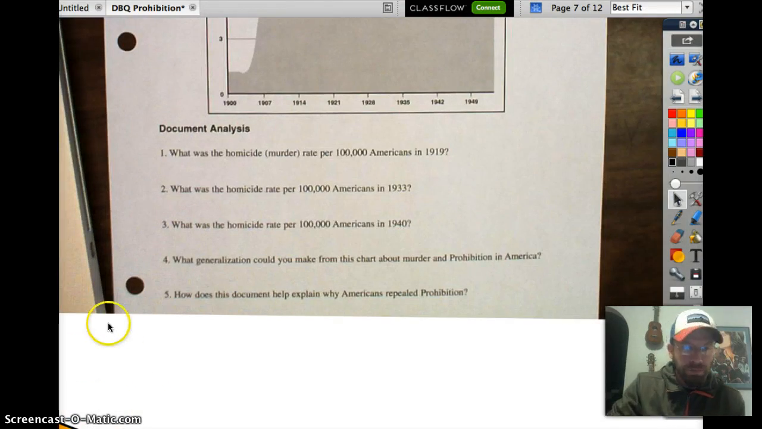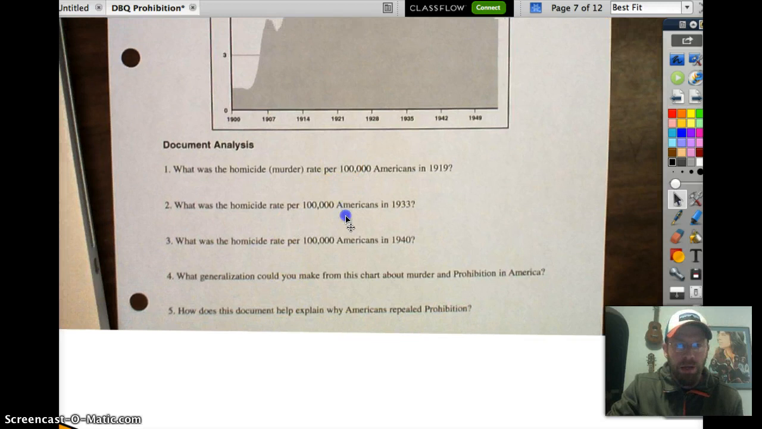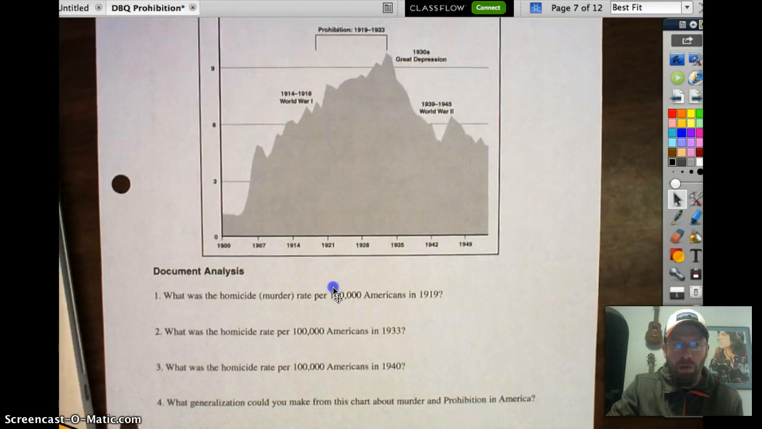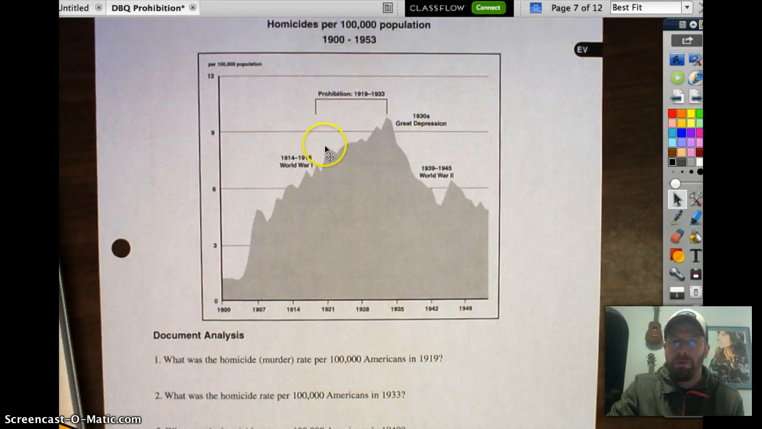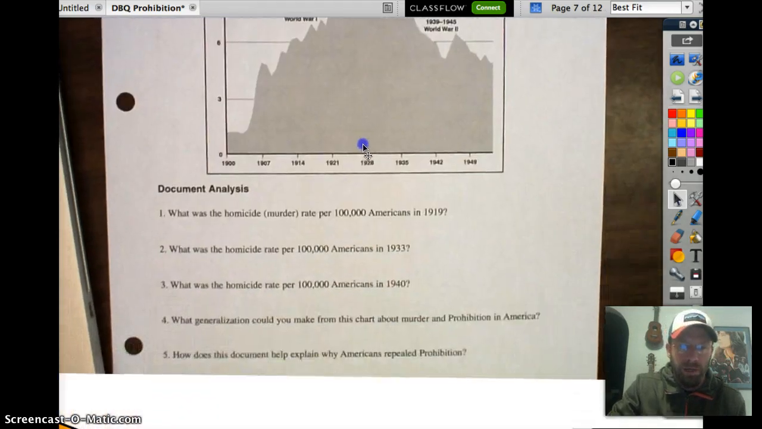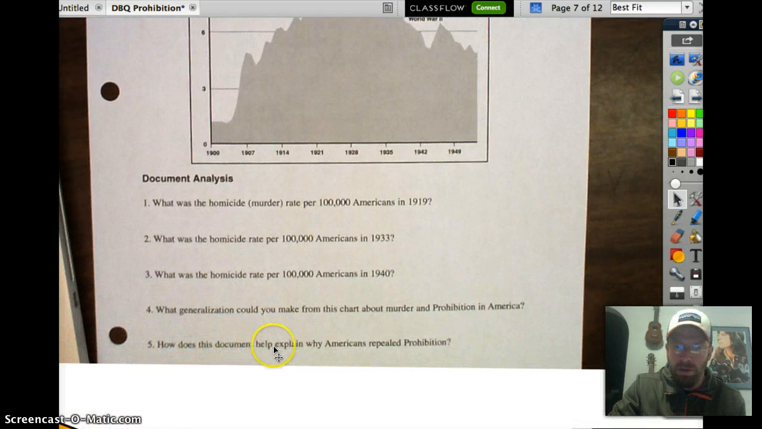Question five. How does this document help explain why Americans repealed prohibition? How can you use this document to explain why we repealed or reversed prohibition? So during this time we could not drink booze, and then we said, no, we can't do that anymore. This isn't working. Why do you think this document says prohibition wasn't working? What about this document points out that prohibition led to something else that was pretty bad? Let's put your thinking cap on for that one and try to answer in complete sentences.